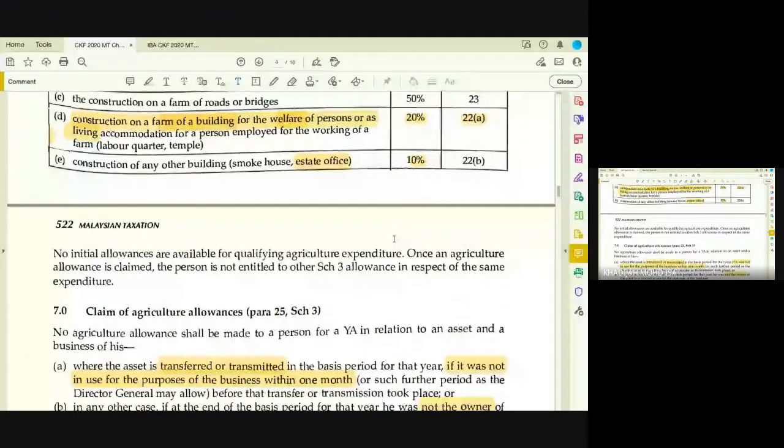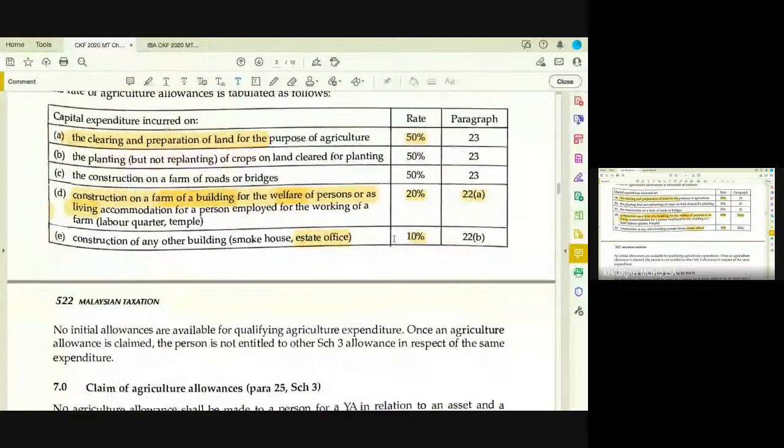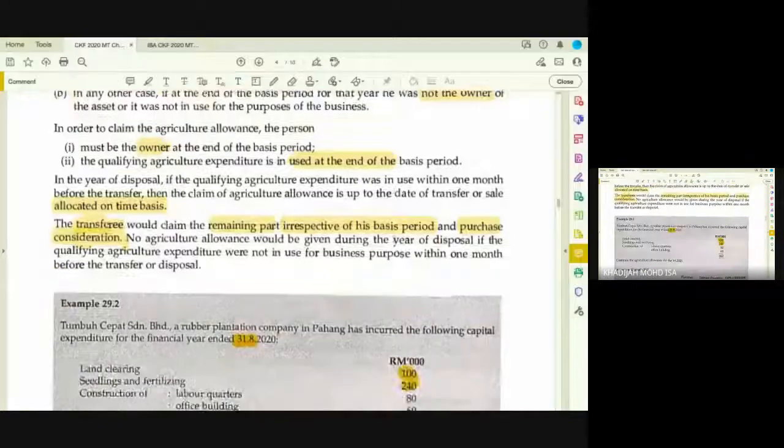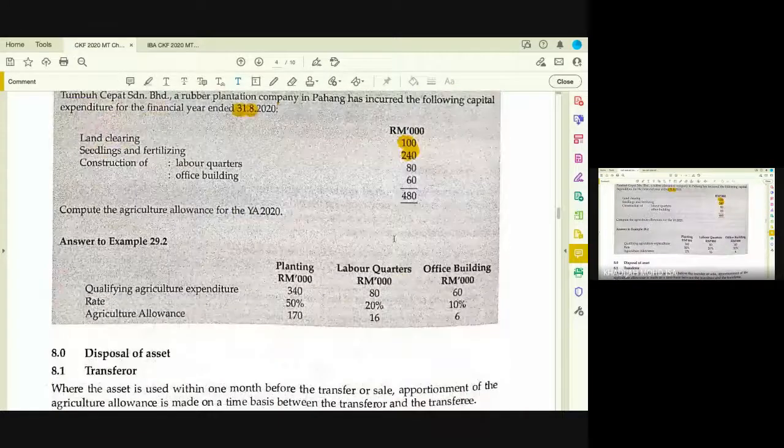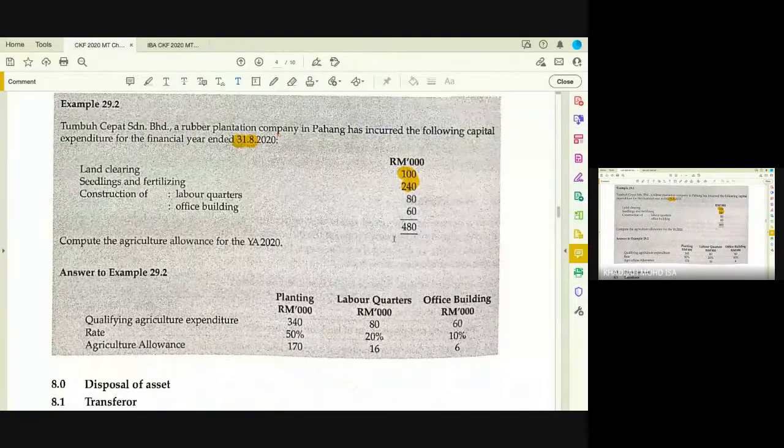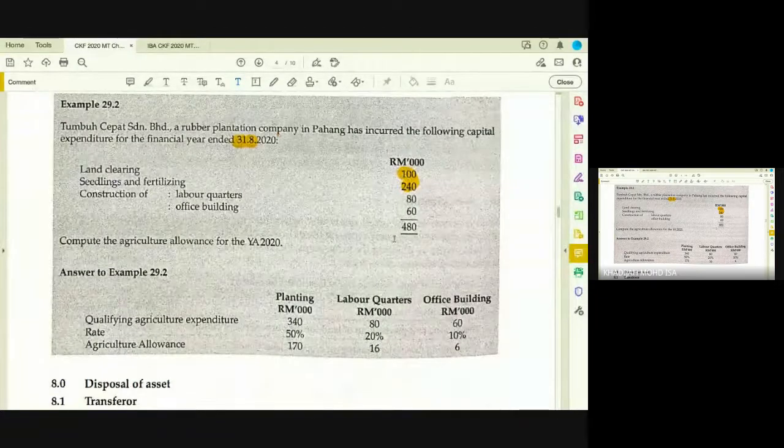Okay. So the rate is given. So here you have 20%, and then you also have office building, which is 10%. So assuming that Tumbuh Cepat incurred this expenditure for the whole year, you are going to claim 50% on the planting, 20% on labor quarters, and 10% on the office building. So the agriculture allowance available is 170, which is 340 times 50%. Labor quarters is 16 and office building is 6.